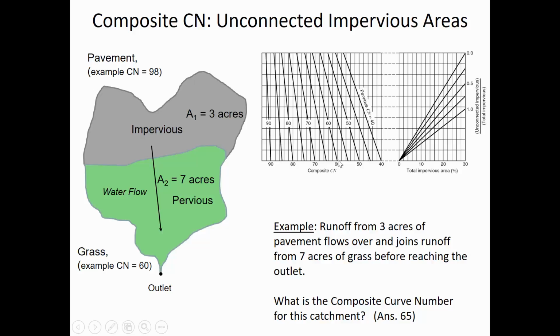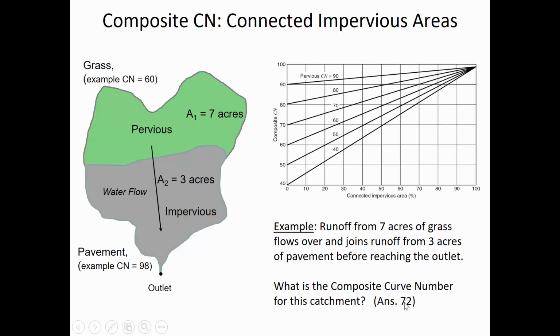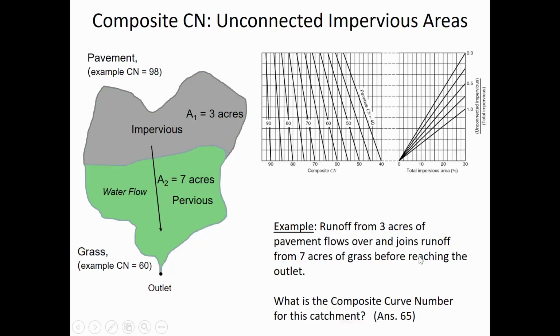So consider the difference. When it was directly connected, we said it would be 72 as the curve number. But now it's lower. Does that make sense with what we were talking about before? Like the actual physical effect of having the grass after the asphalt? Who can summarize why the curve number is lower?